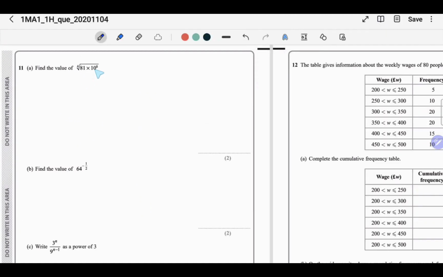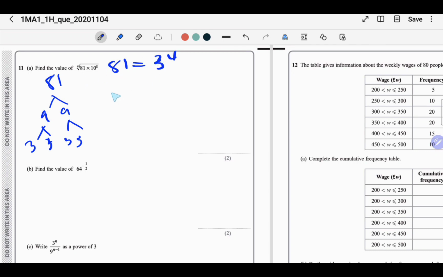Find the value of the fourth root of 81 times 10 to the power 8. Okay, so when we're talking about fourth root, it's the same thing as having a power of a quarter. Okay, so 81, let's first of all switch that up. We can break it down by using a factor tree. It depends on you. You can use a factor tree or you can use this division method. So you break it down using a factor tree. This would be 9 and 9, 3 and 3. So 81 equals 3 to the power 4.